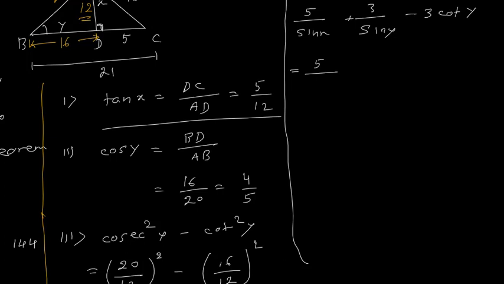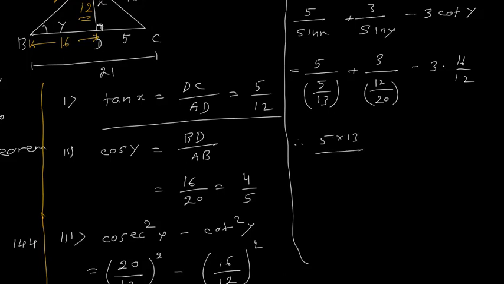So this is 5 upon sin x. Sin x is opposite upon hypotenuse, that is 5 upon 13, in the denominator, plus 3 upon sin y. For angle y, sin y is 12 upon 20, minus 3 into cot y. For angle y, cot y is adjacent upon opposite, that is 16 upon 12. So here I have 5 upon 13 in the denominator, so it will reciprocate, and I have 5 into 13 divided by 5, plus here again it will reciprocate.